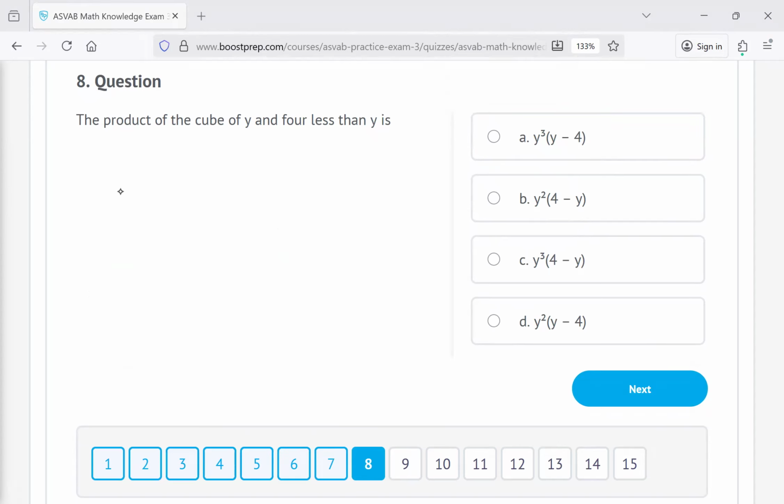The product of y and 4 less than y is. When you hear the word product, I automatically mean multiplication. So I could represent two parentheses. That means multiplication. So the product of y, so that's just y, and 4 less than y. How do I represent 4 less than y? It's the same thing as y minus 4.